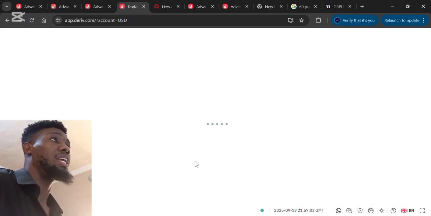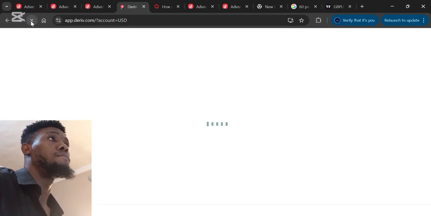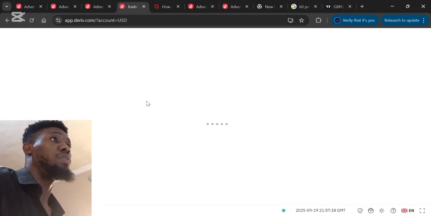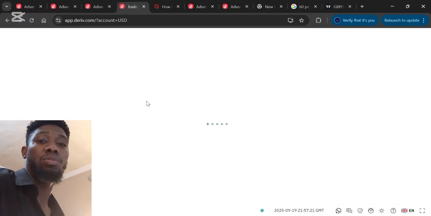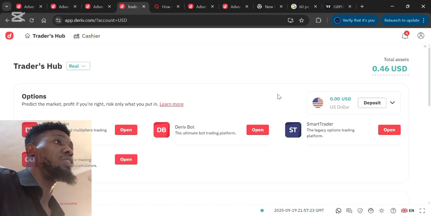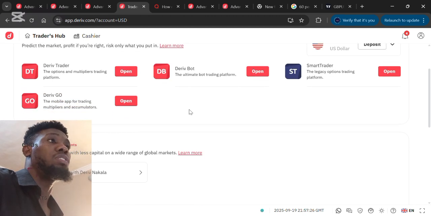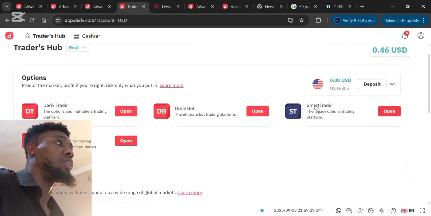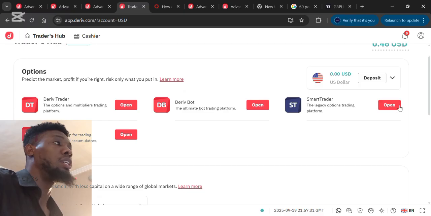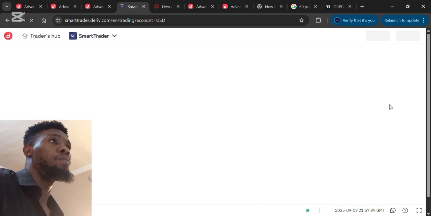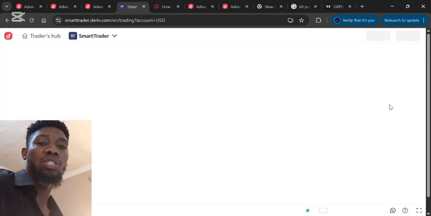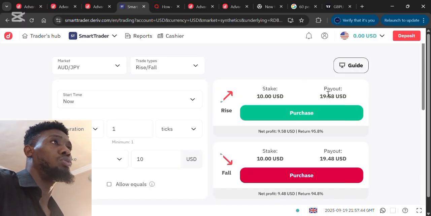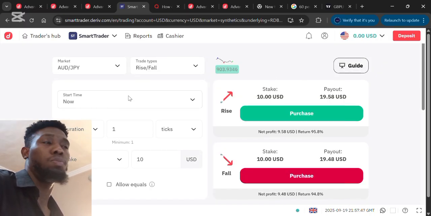So immediately you log into your Deriv account, if you can see my screen, you're going to see Smart Trader at this side. You see ST, Smart Trader. Go to open. In Smart Trader is where you'll be able to trade options. So just use your phone and go to your Smart Trader.